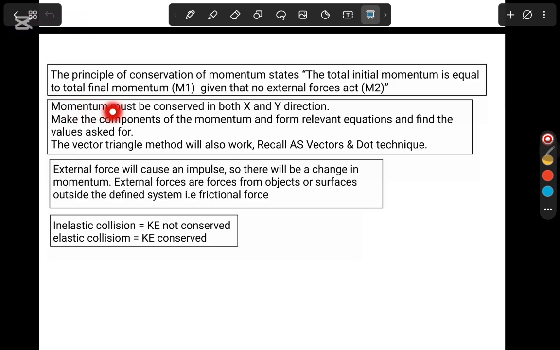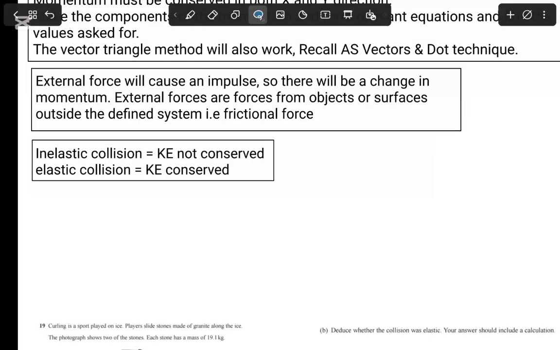Now we talk about 2D momentum. Momentum must be conserved in both x and y direction. Make components of the momentum, form relevant equations, and find the values asked for. You can also form, in some questions, vector triangles and use the sine rule and dot technique to solve the question. Along with this, remember external force will cause an impulse, so there will be a change in momentum. External forces are forces from objects or surfaces outside the defined system, i.e. frictional force.